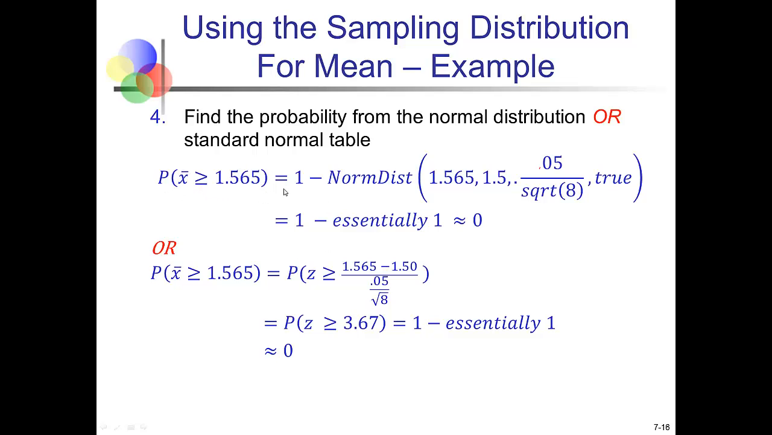If you're interested in using the normal table to do this, then you have to convert 1.565 into a z-score. So that requires us taking 1.565 minus 1.5 divided by 0.05 divided by the square root of 8. If you simplify that, you should get 3.67. So using our z-table, what's the probability of being greater than 3.67? Well, remember our z-table also thinks to the left. We look at the probability of being to the left of 3.67. That's basically 1. 1 minus something that's basically 1 is basically 0. So we get the same answer either way.